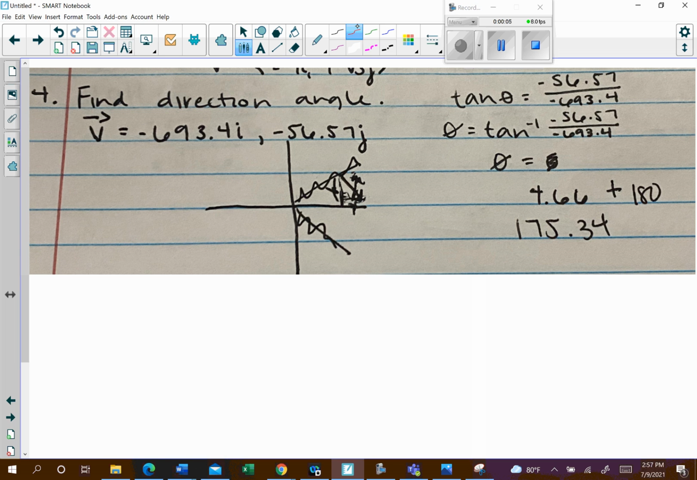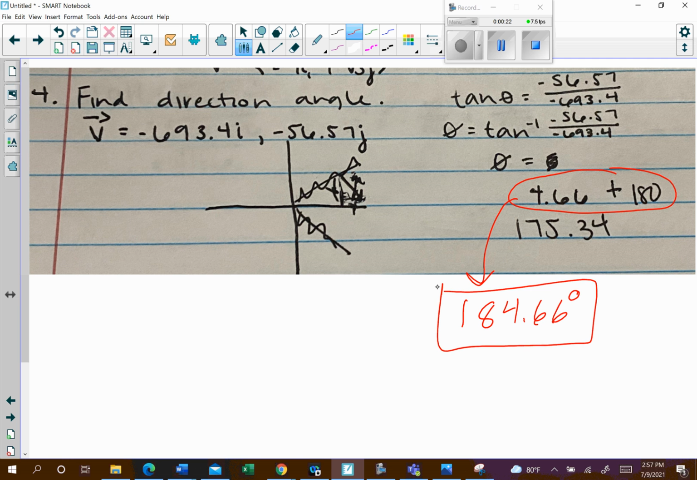So the first one, number 4, for vectors, you have everything right. You just, for some reason, used a negative 4.66. But if you go ahead and use positive, you'll get 184.66 degrees. And that should work for you there on that one. So you had everything right. Something went wrong here, but you should be fine there.